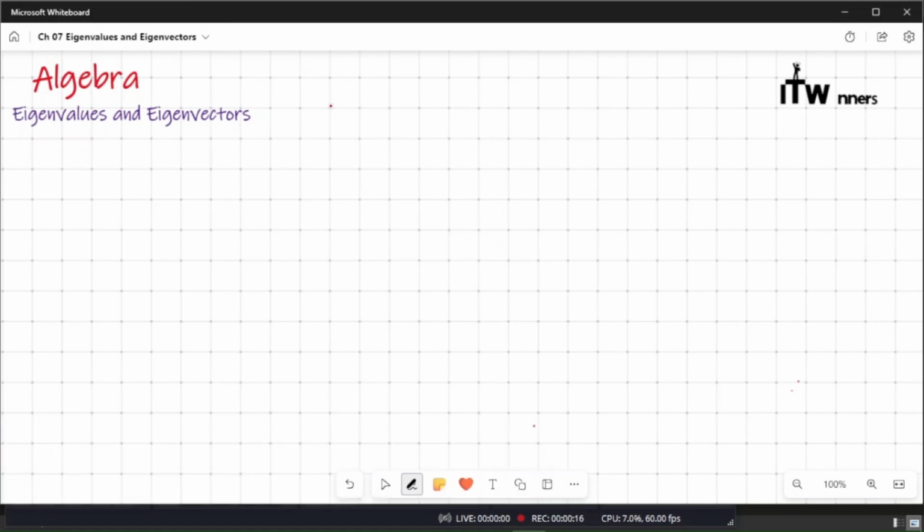If I have this matrix A equal to 1, 2, negative 1, 4, and here we have a column vector x with 2 and 1, and we are asked to multiply matrix A into vector x.